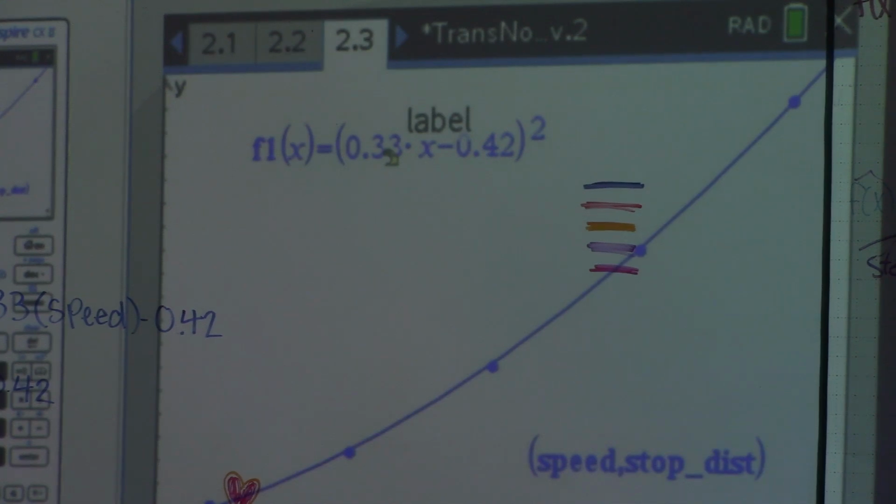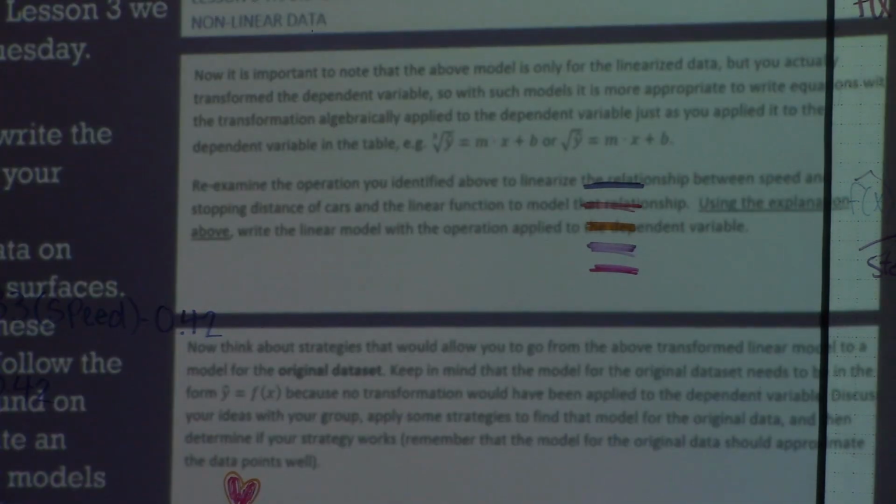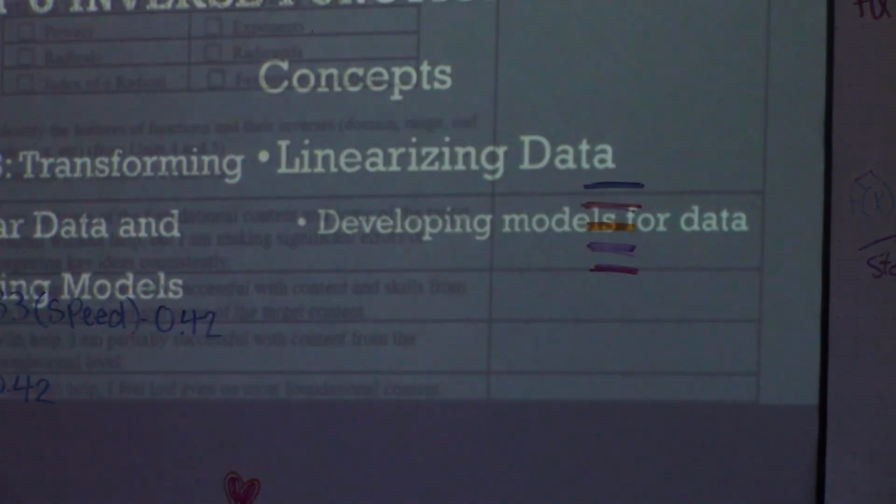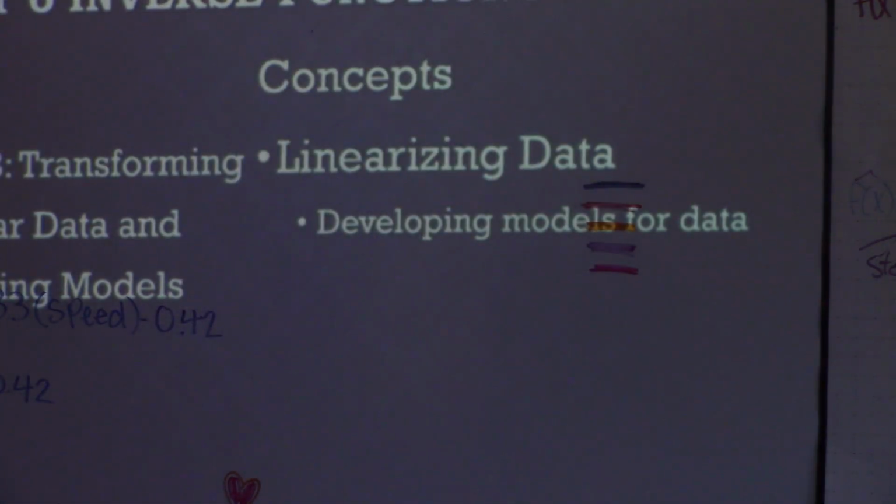Okay. So remember, once we get our model, we need to apply the operation we did to linearize that data, the square root of y hat, or square root of y, and then we can solve that equation. From here, oh, apparently I forgot to type in the next part of this. So we're going to hopefully finish up lesson 3, transforming nonlinear data and developing models today, which will then get us into a really important concept, lesson 4, which is understanding inverse functions.